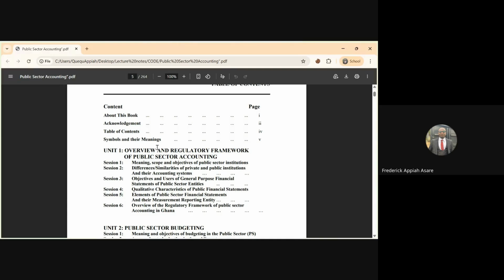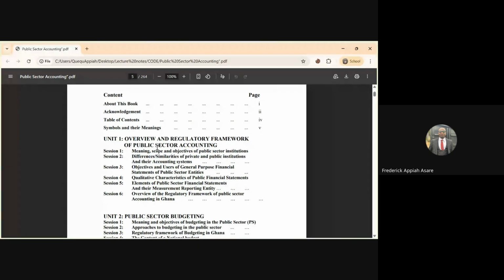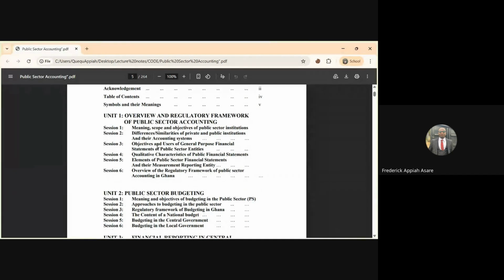differentiates between private and public institutions. We look at the objectives and uses of general purpose financial statements of public sector entities. We look at the qualitative characteristics of public financial statements. We look at the elements of public sector financial statements and their measurement reporting entity. Then we will look at the overview of the regulatory framework, public sector accounting.